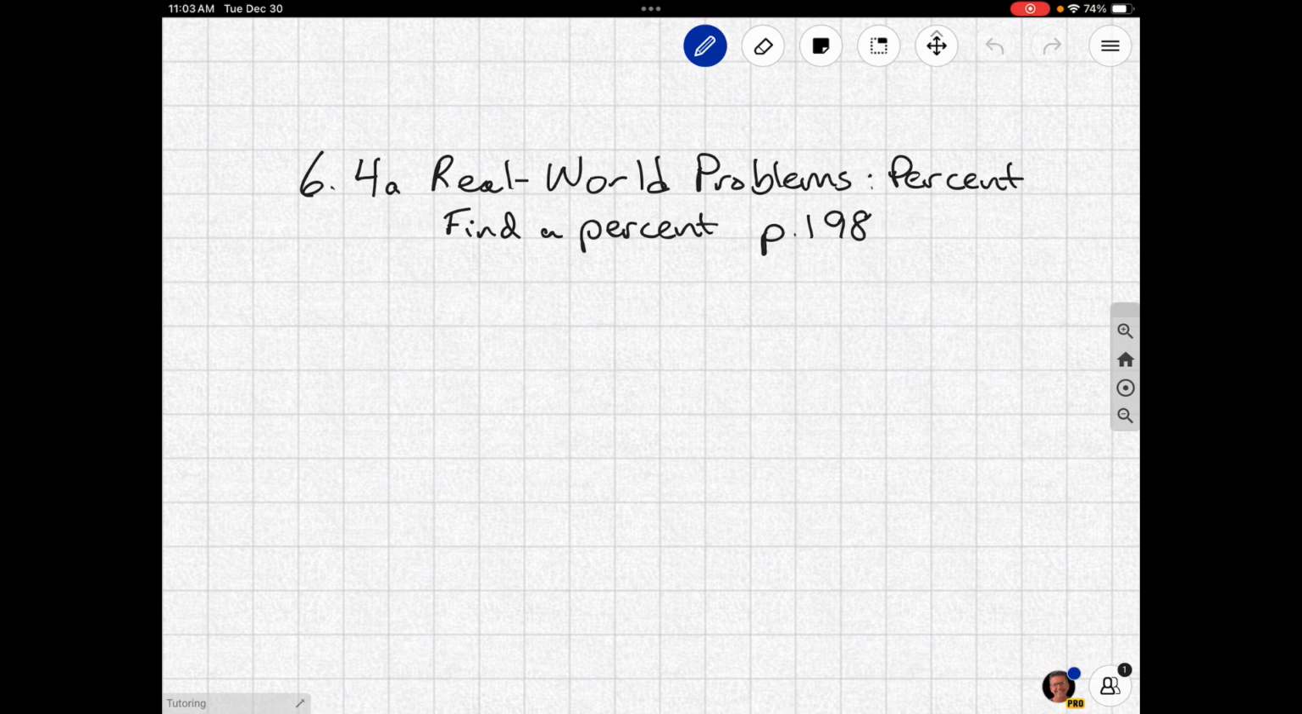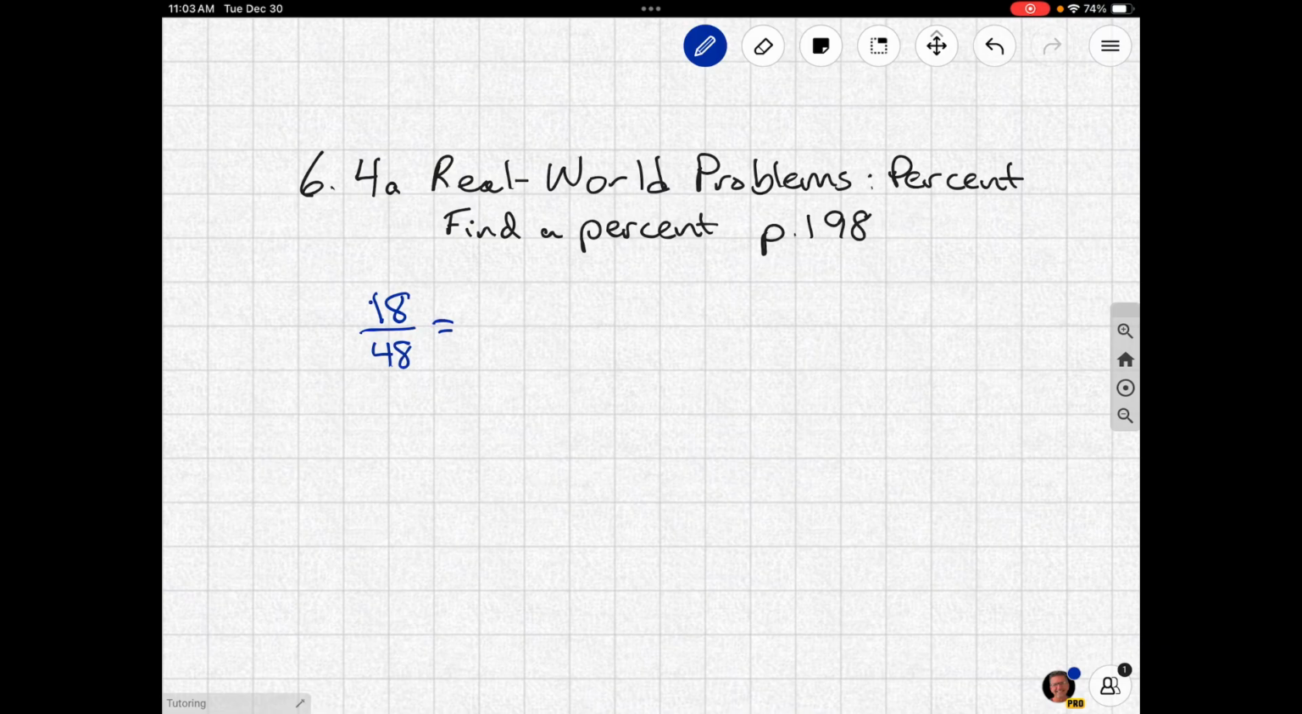I'm not going to use the methods that they have in the book. You can read those methods and see if you like them. But I'm going to do it my own way. And that is that she scored 18 out of 48 points. And so we have to figure out what that is as a percentage.